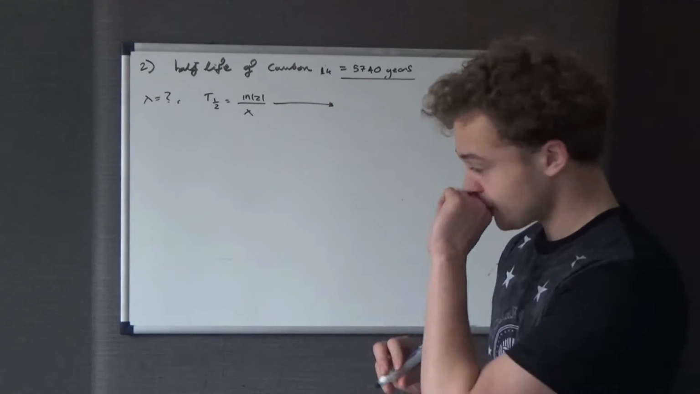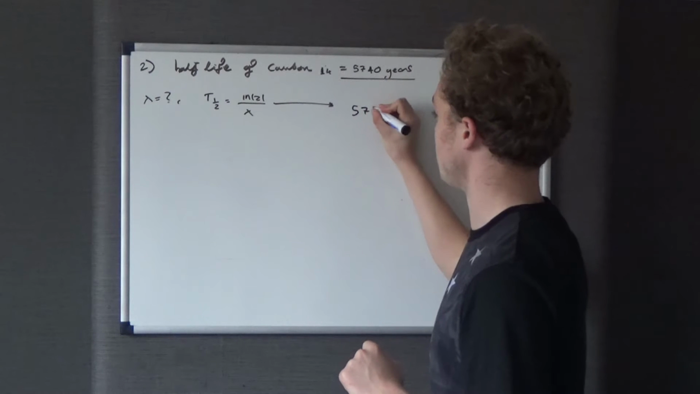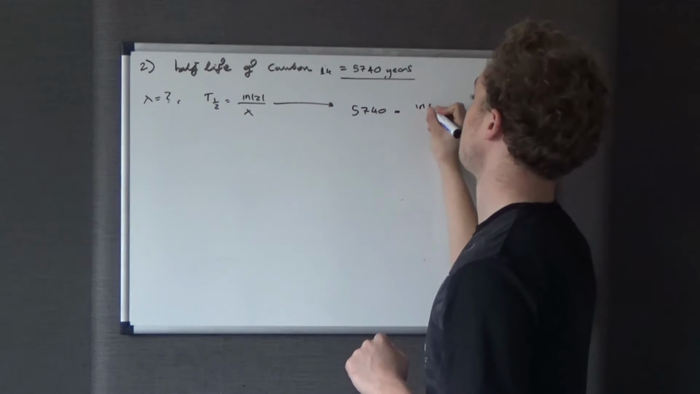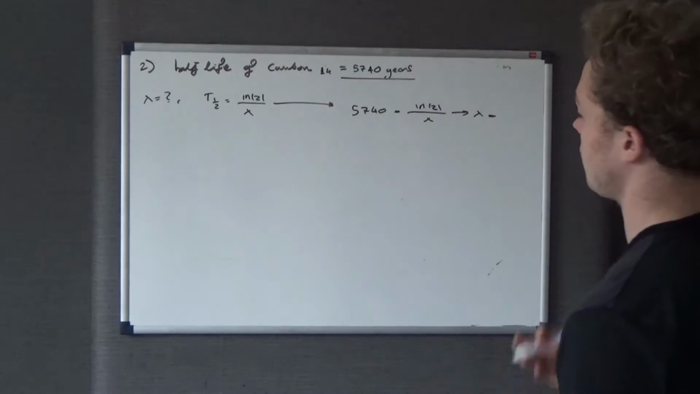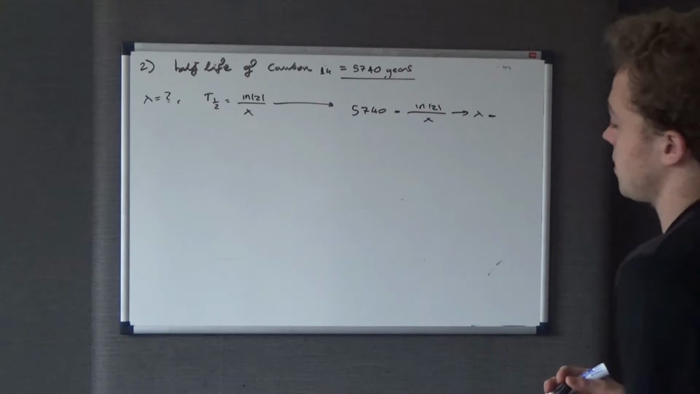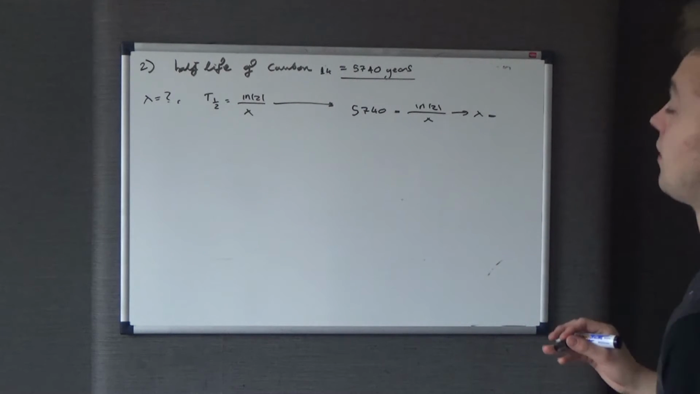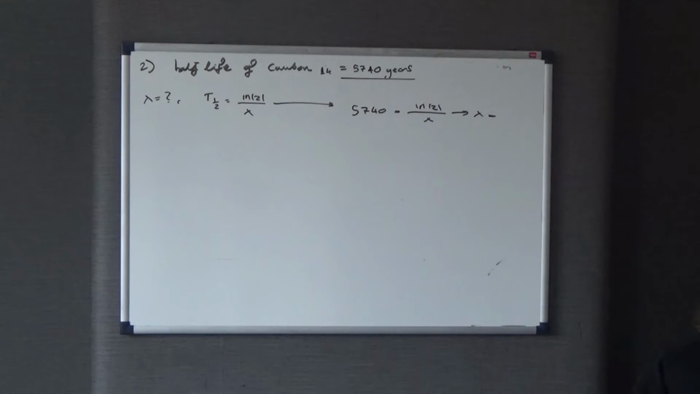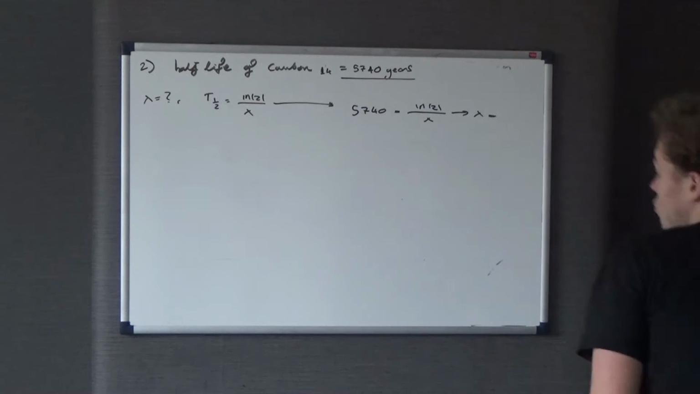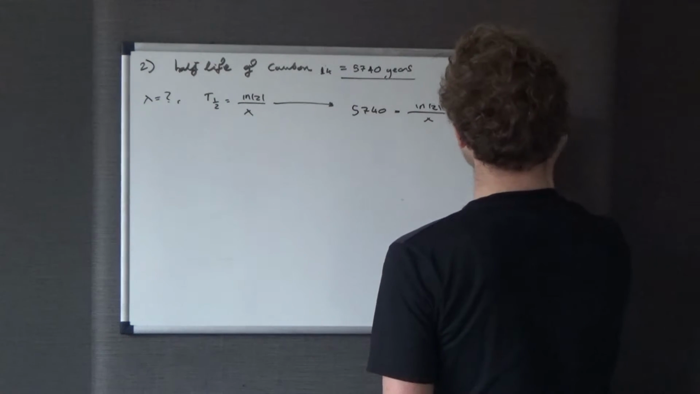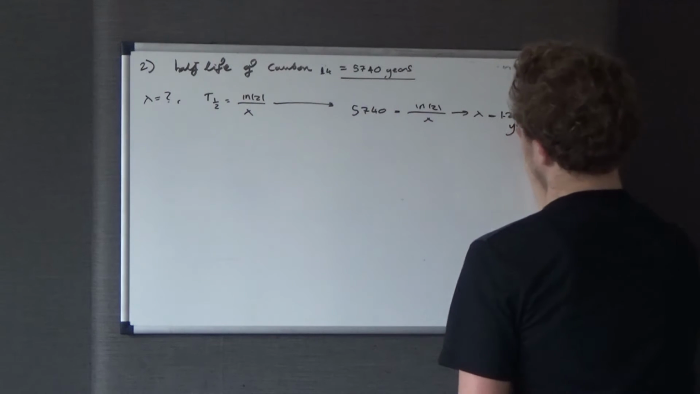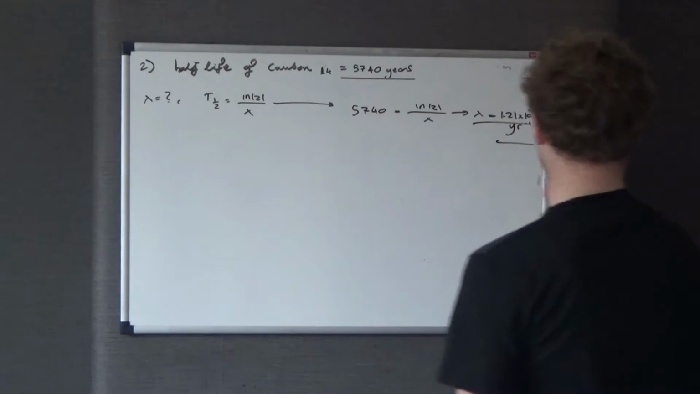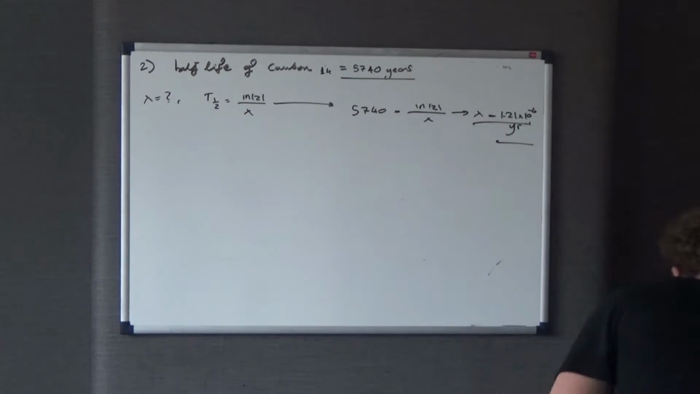So we know it's 5,740 years. Obviously ln2 is just a number over lambda, the decay constant, rearranged to get lambda. In other words, multiply both sides by lambda, divide both sides by 5,740, and you should get 1.21 times 10 to the minus 4 per year. I've given the units this time, but just be aware you might have to put them in. Right, okay, so that's 2A part 1.